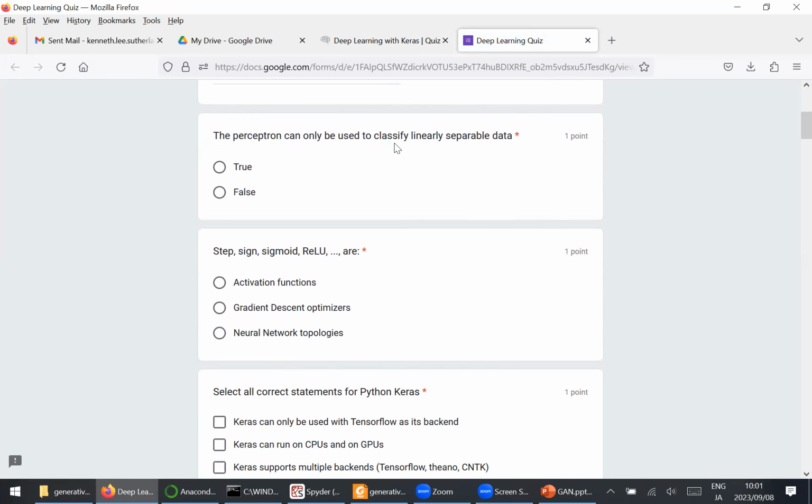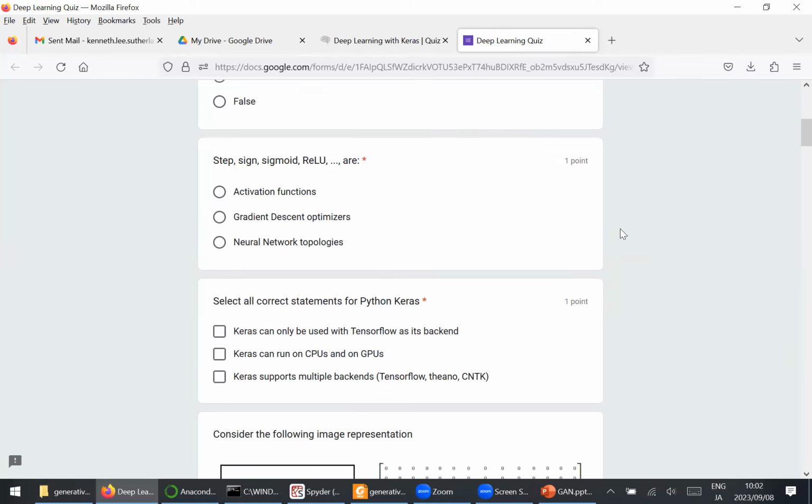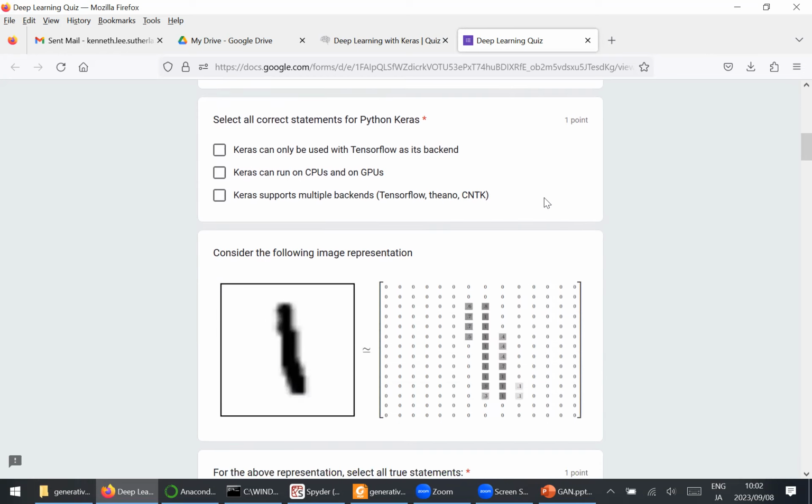Perceptron can only be used to classify linear separable data. Okay, so I didn't go into a lot of theory, but I think I forgot linear separable data. I don't remember. True or false? I don't remember. Sigmoid, ReLU are okay, I know this one. This is activation functions. Okay. So select all correct statements for Python Keras.